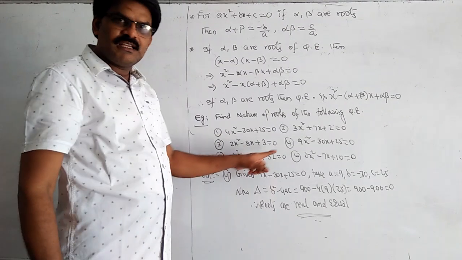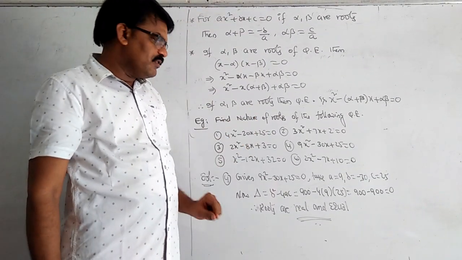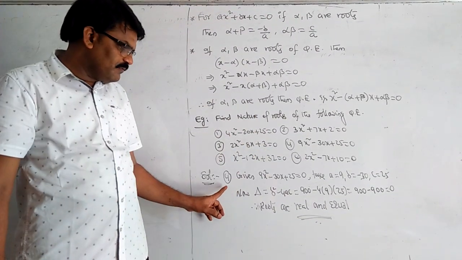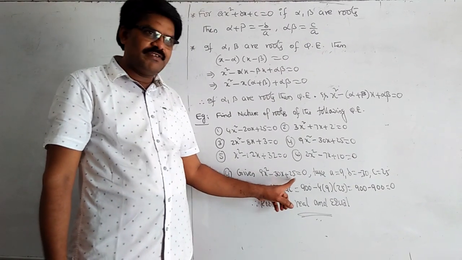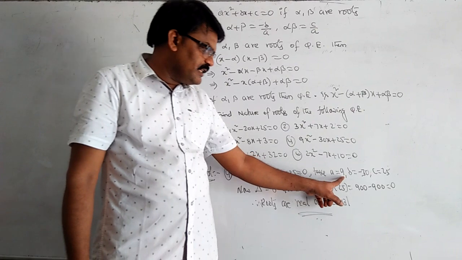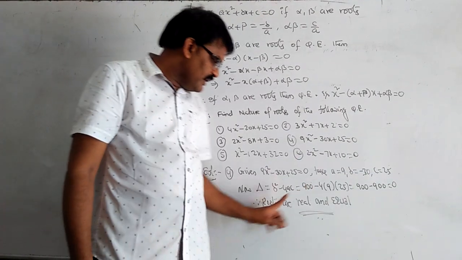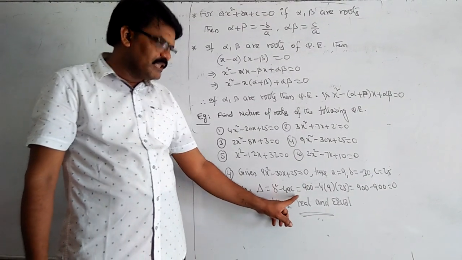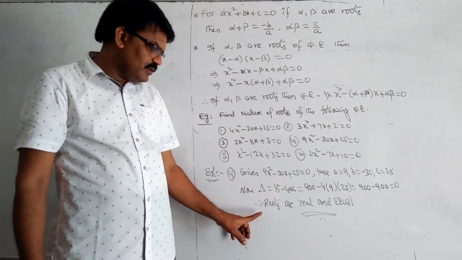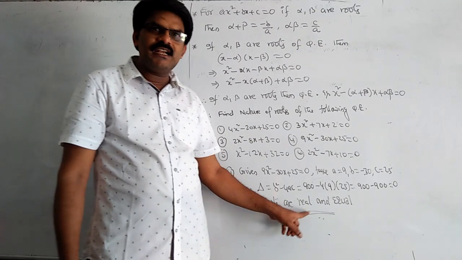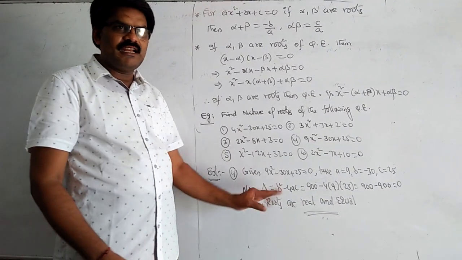Here 6 problems are given. I am discussing just one problem, the fourth problem, which is 9x square minus 30x plus 25 is equal to 0. Take a is equal to 9, and the b and c values, and find the delta value, that is b square minus 4ac. I get 0. When we get delta is equal to 0, we know that the roots are real and equal. Just write roots are real and equal.